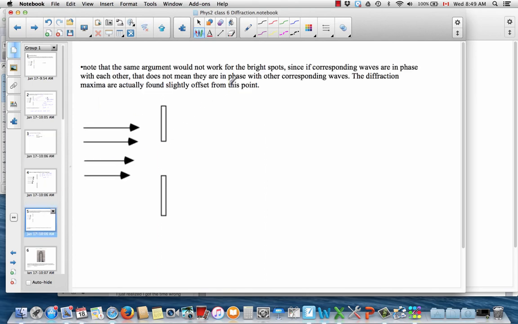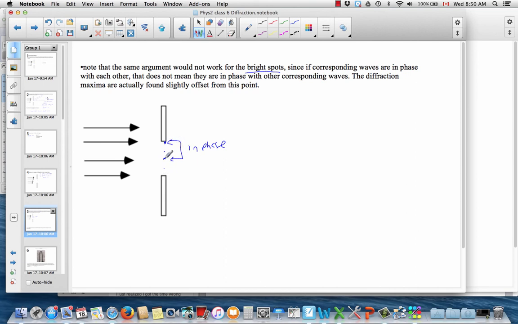Now, back to the bright spots and the constructive interference. Well, the argument that we just made isn't going to work, unfortunately, and finding the maxima is somewhat messy. The reason it's not going to work is if we divide the slit in half, and we say, okay, this point and this point interfere constructively with each other, that's fine. If they are in phase, then those two light waves will be adding together. But just because these two are in phase doesn't mean that this point and this point need to be.